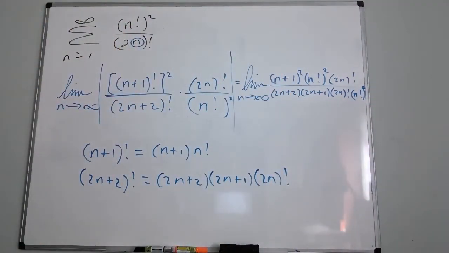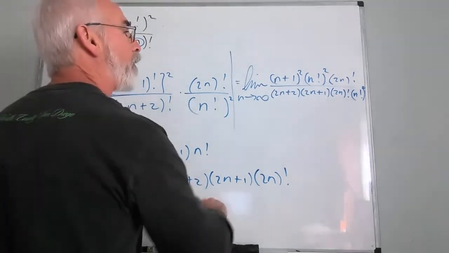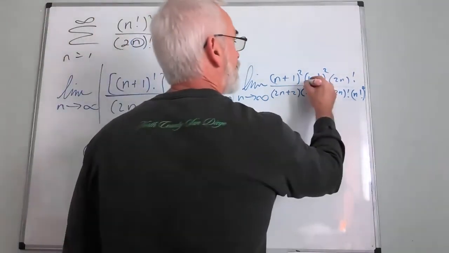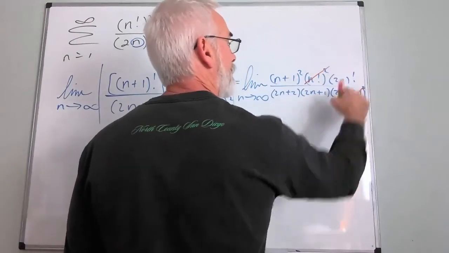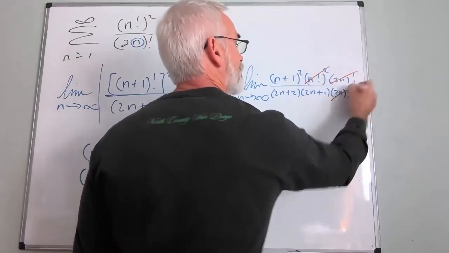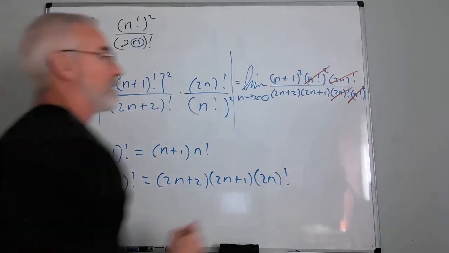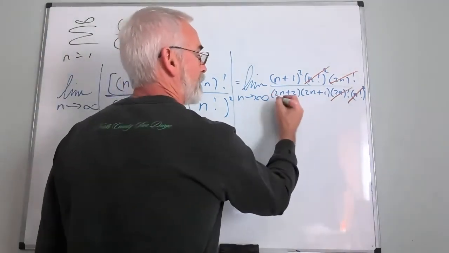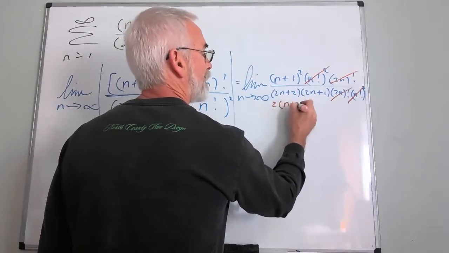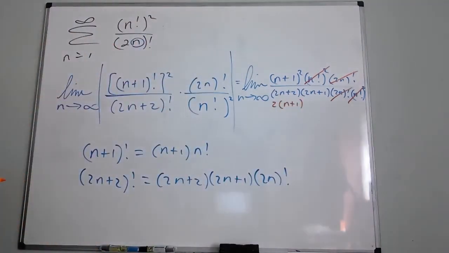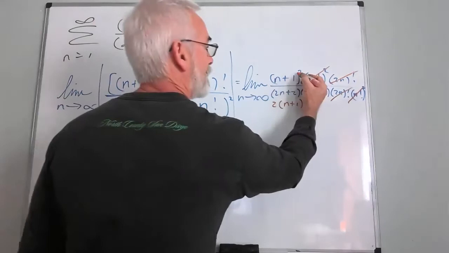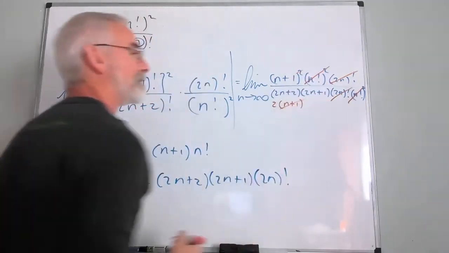But now you see canceling all over the place. The n factorial squareds are going to cancel. The 2n quantity factorials are going to cancel. What does that leave me with? Well, if you really want to have some fun here, you could make that 2 times n plus 1, couldn't you? And if you did that, then what? Even one more term cancels.